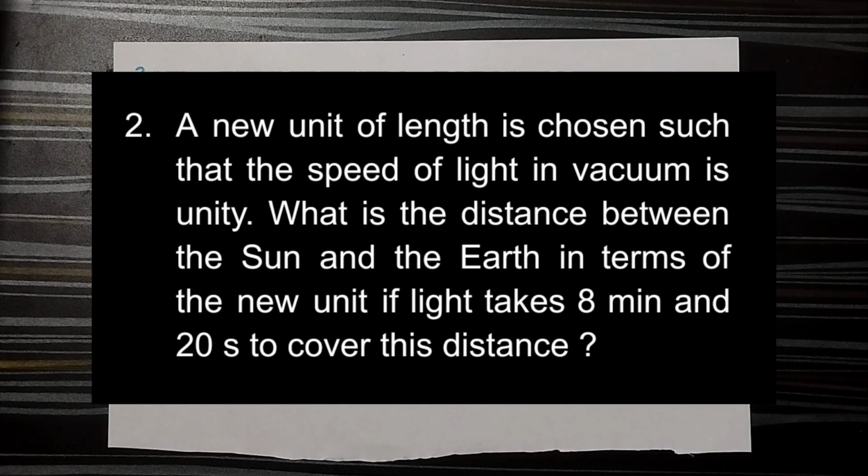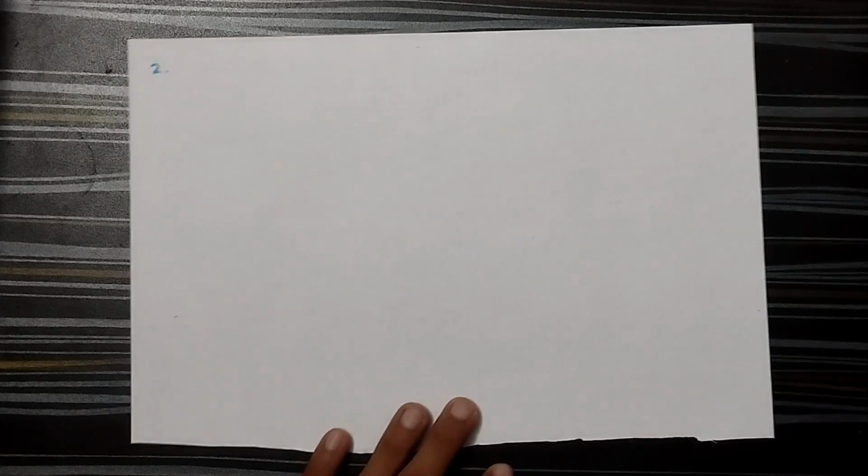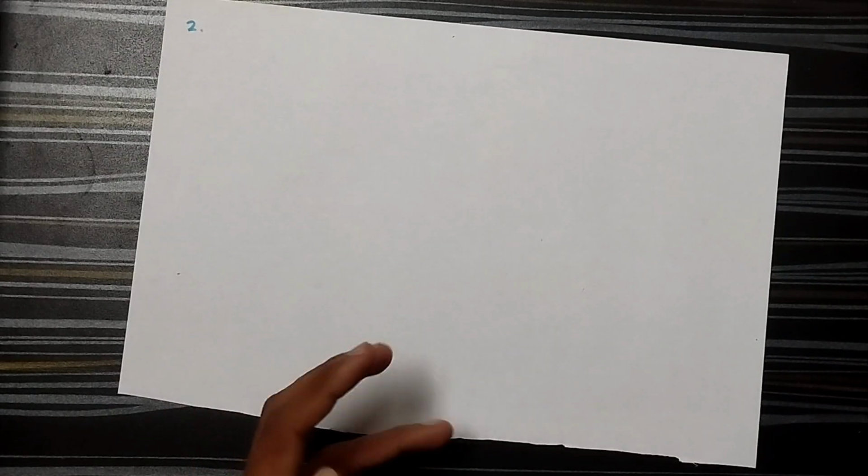A new unit of length is chosen such that the speed of light in vacuum is unity. What is the distance between the sun and earth in terms of the new unit if light takes 8 minutes and 20 seconds to cover this distance? Okay, so we know the speed of light is 3 times 10 raised to 8 meter per second. But here it is given we employed a new system of units where the speed of light was 1. Unity means 1. So speed of light is 1, and the time taken for light to come from the sun to the earth is 8 minutes and 20 seconds. So we just have to find distance. It's a really simple question.